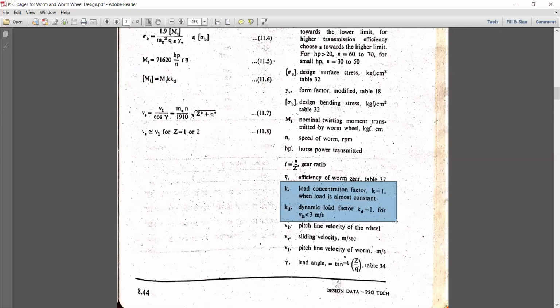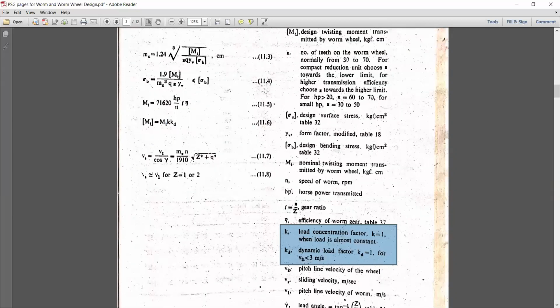K is the load concentration factor. When the load is almost constant, it is considered as 1. And Kd is the dynamic load factor, which is equal to 1 for velocity lesser than 3 meter per second. So it matches our condition. So the product of K into Kd is equal to 1. Now we only need to calculate Mt.